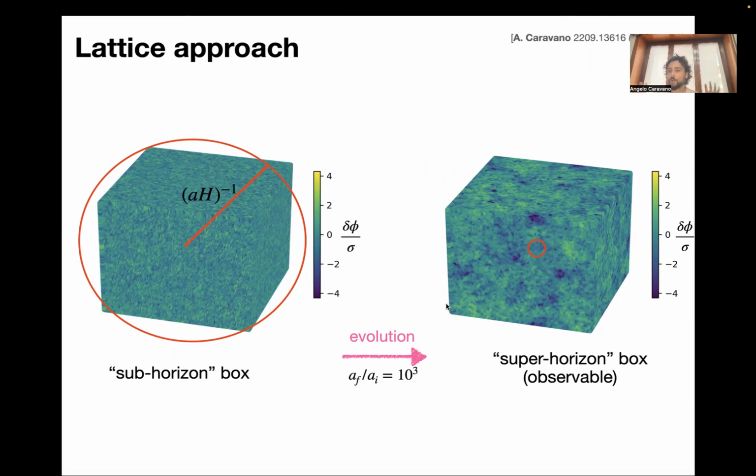And this is going to stay frozen like that until the end of inflation in terms of scalar curvature perturbation. So we can now take this as a picture of the universe at the end of inflation, and we can look at its statistical properties. That's more or less how it works.